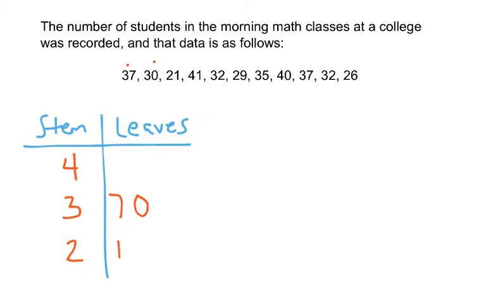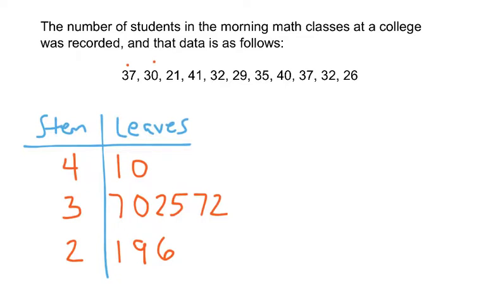21 goes right there. That represents 21. Then 41. Then 32. Then 29. Clean that 9 up just a little bit there. 29. 35. 40. 37, 32, and 26. So now I can see all of my data points right there.